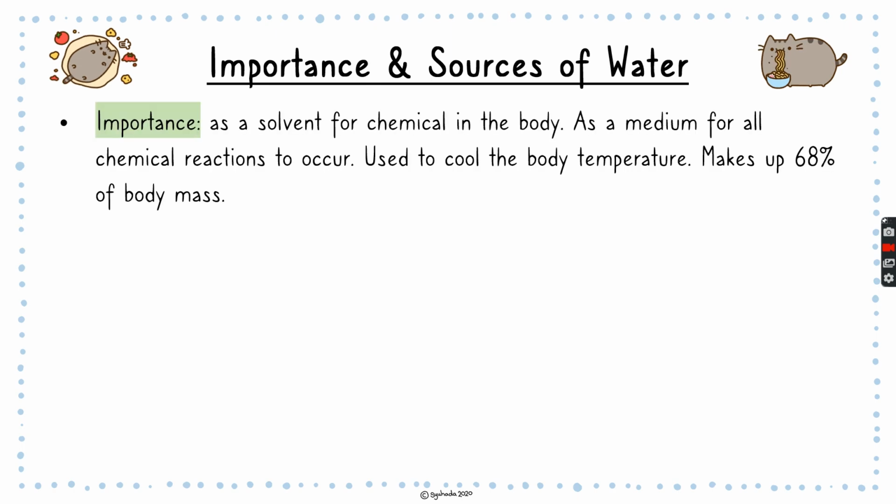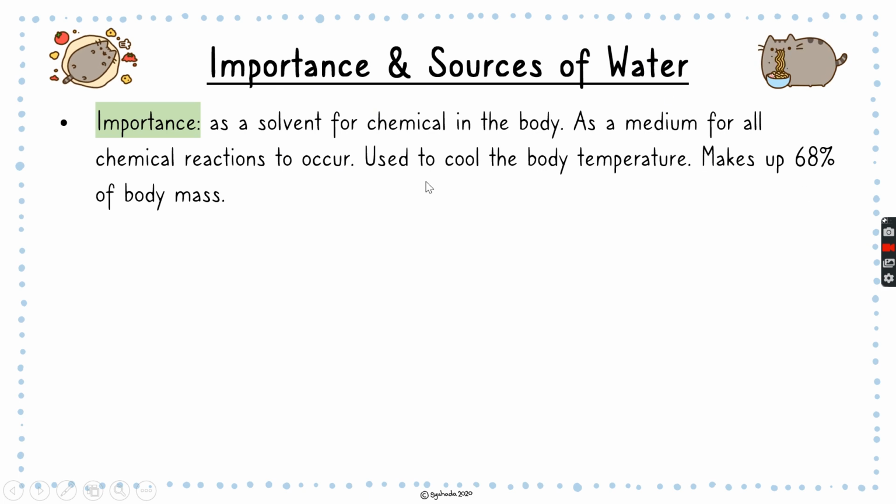Now we have water. Water is super important because it acts as a solvent for chemicals in the body. Remember that our body has a metabolism, which is the sum of all the chemical reactions in our body. This also includes the action of enzymes. Enzymes need to be in a solvent to act, so it needs to have this chemical reaction, and it needs to have water. It's also a medium for all chemical reactions to occur, and it helps to cool and control your body temperature too.